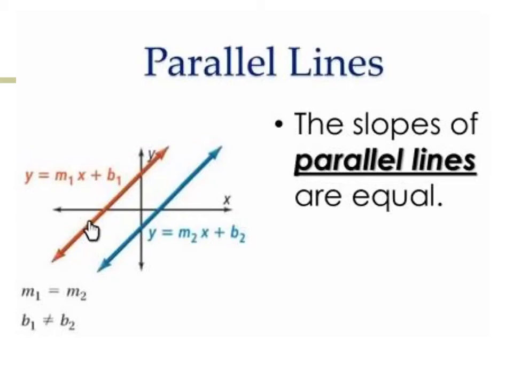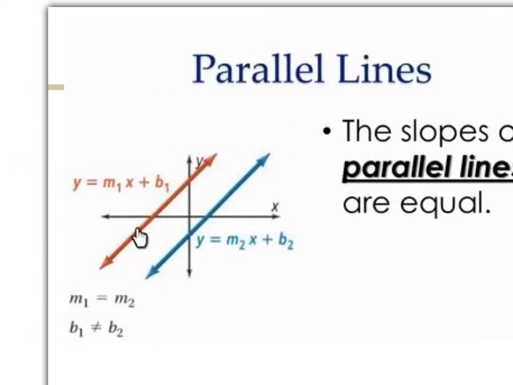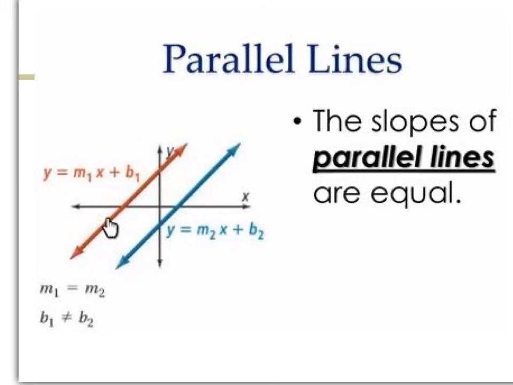So here, our first slope will always equal our second slope. Our y-intercepts cannot be the same. If they are the same, then our lines will be exactly the same.